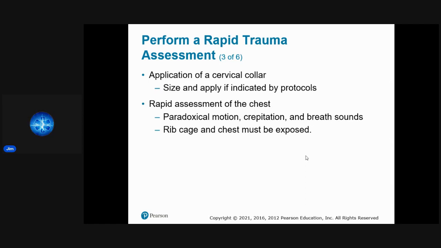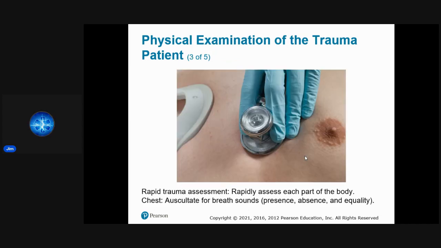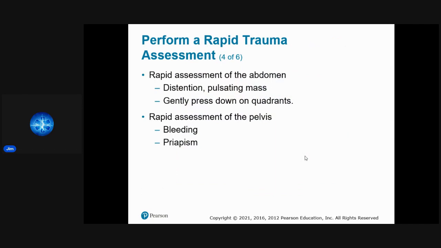Then we're going to move on to the chest. We're looking for that paradoxical motion or unequal movement, which means when I breathe in, a certain part of the chest will sink in. And if we breathe out, it'll push out. We're feeling for crepitus, and we're listening to breath sounds. Rib cage and chest must be exposed. You can't assess an area during a rapid trauma without exposing the area. So if you're dressed, you're not assessed. You're going to hear that a lot in the EMS world. Here's palpating the chest. He's also auscultating lung sounds. Then we're going to move to the abdomen. We're looking for distension, pulsating masses. We're going to gently press down on all four quadrants.